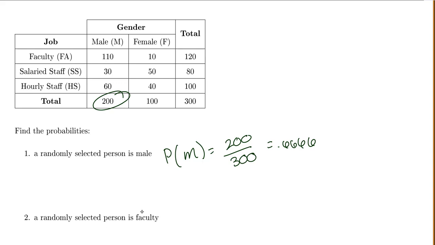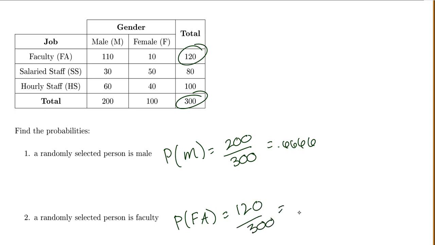Next, the probability that I randomly select a person who is faculty. So probability of faculty. Notice I told you the abbreviation C is faculty. There are a total of 120 faculty out of a grand total of 300. So 120 out of 300 is 0.4.